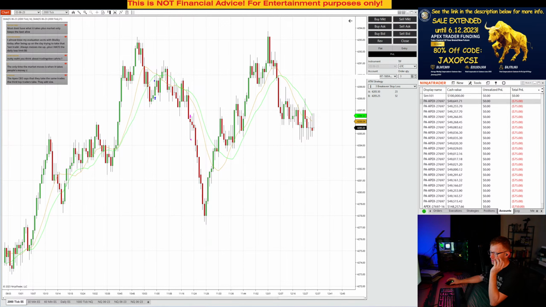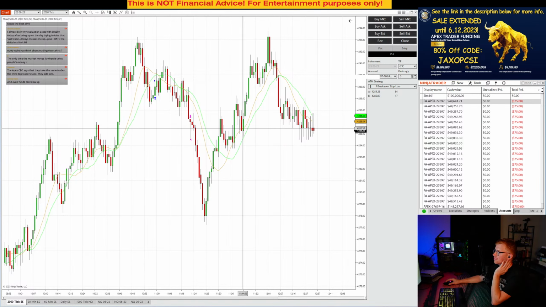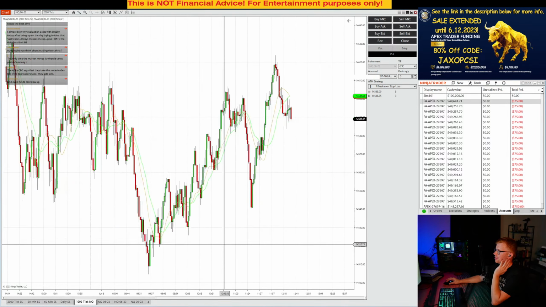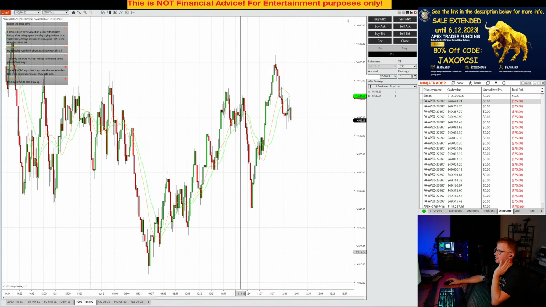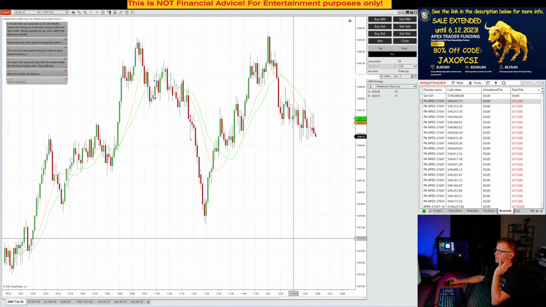Trading View charts? I don't know, I've never really used them. Yeah, this is pretty. Now NQ selling off a little bit more.